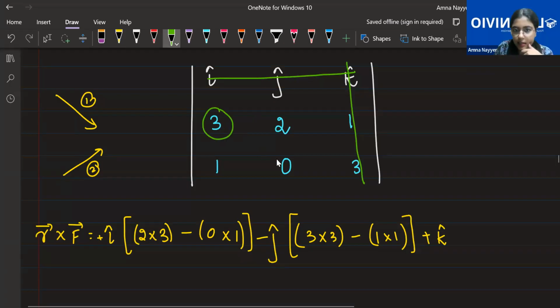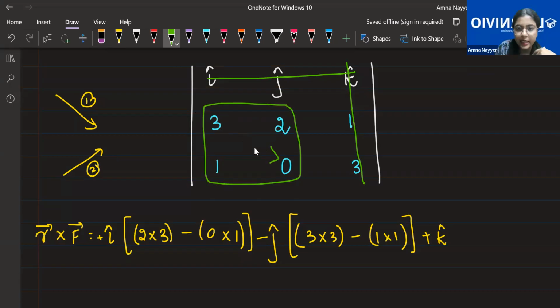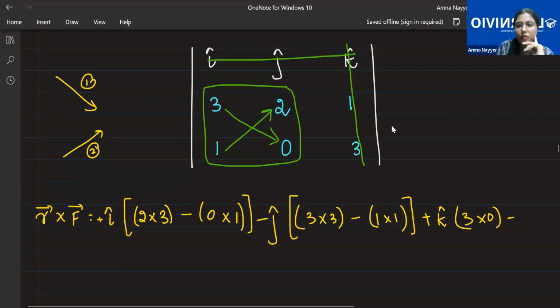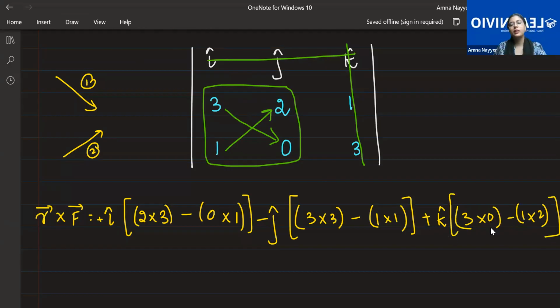Now what do we do? 3 into 0. Right? We multiply. See, first check what you are left with. You are left with these 4. Then you go vertically down and multiply them. So 3 into 0 minus, what do you have? Go like this. That is 1 into, this is how you have to write the entire one.